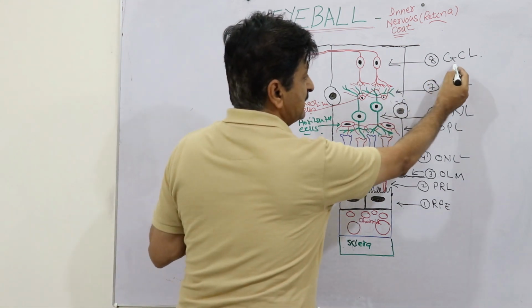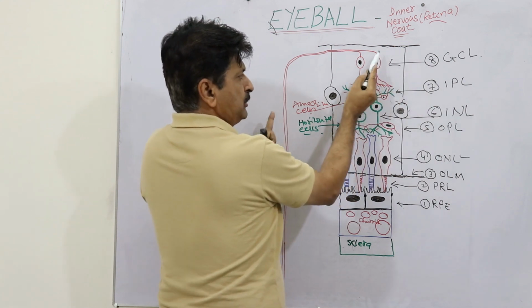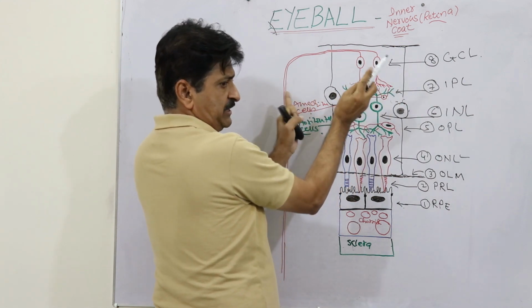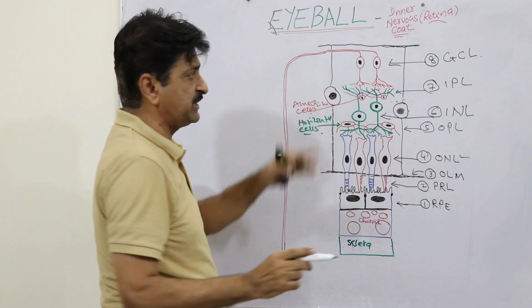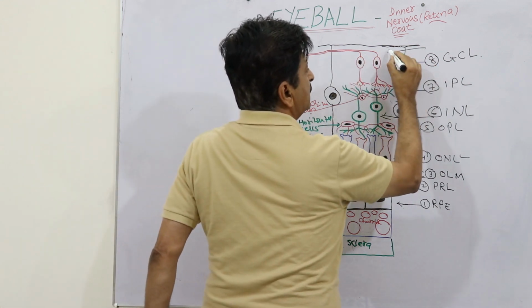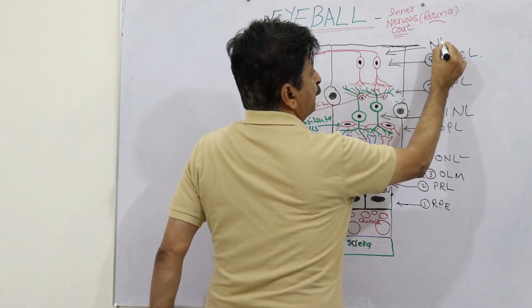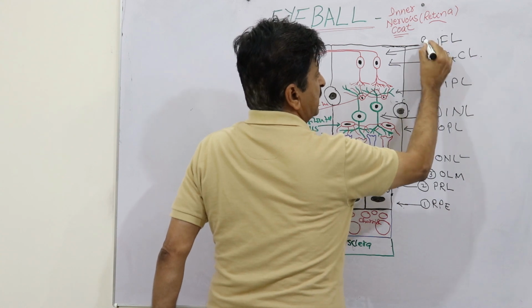So if we look at the ganglion cells, all the fibers coming here are the axons of the second order neuron. We do not call them the tract, we call them the optic nerve fibers. This is called the nerve fiber layer. This is our 9th layer.